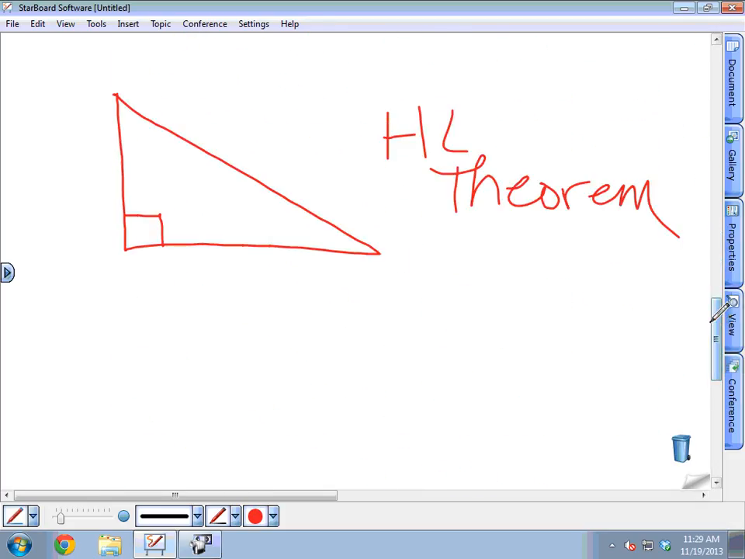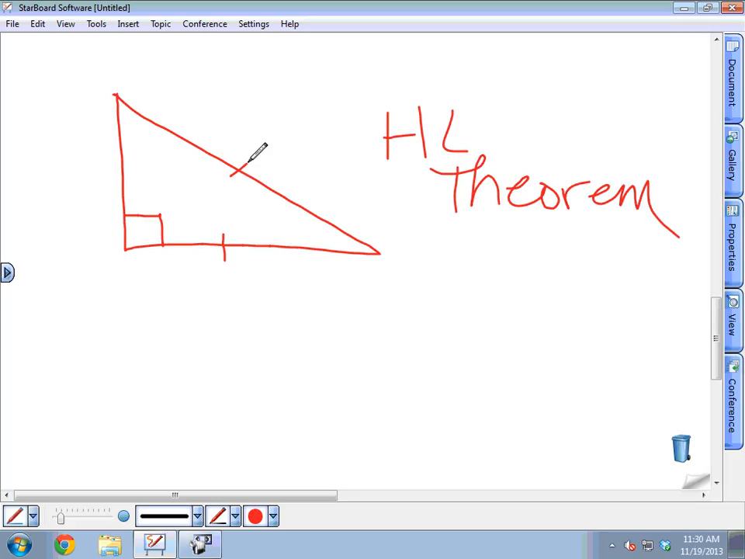All right. The HL theorem, Jordan, says that if I have a right triangle, what do I have to have congruent in order to prove it? The legs and the hypotenuse. Not quite. 1 leg and a hypotenuse. That's why you have 1 L here and 1 H. What is the hypotenuse, Jordan? The one that's not the right angle. A hypotenuse is a side. How do I find it?